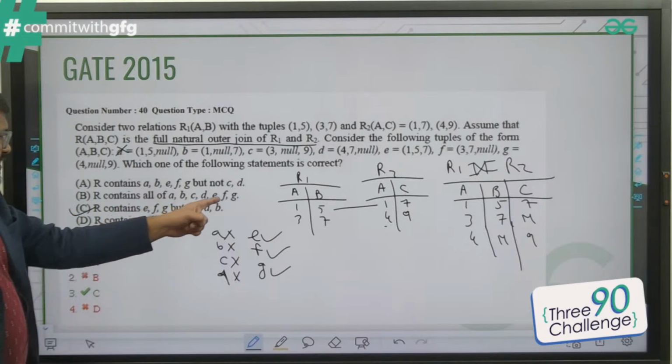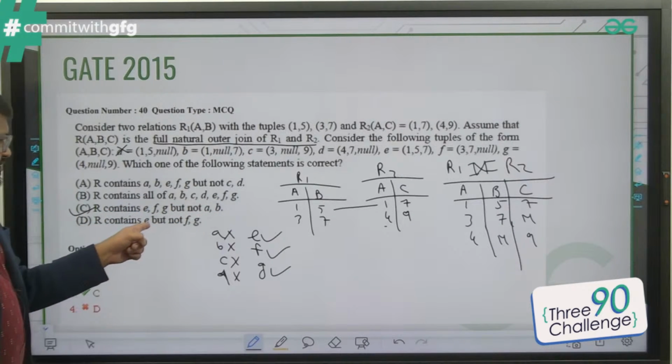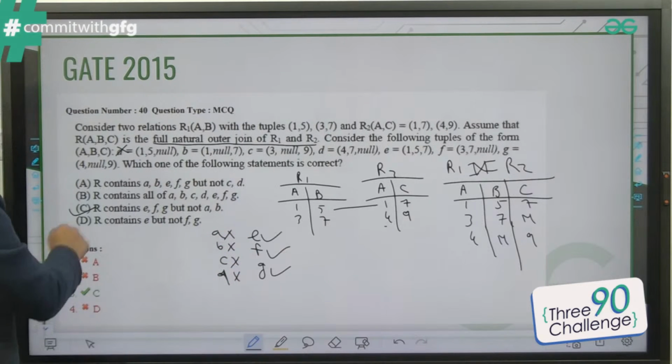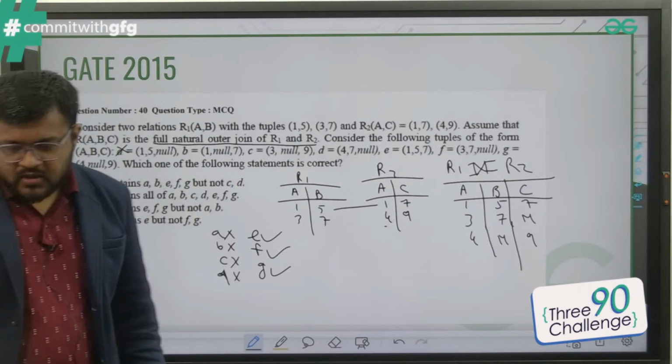In option B it says it contains all. No. Option D says it contains E but not FG. This is also false because EFG are there and these are not there. So your option C is correct. Is this clear?